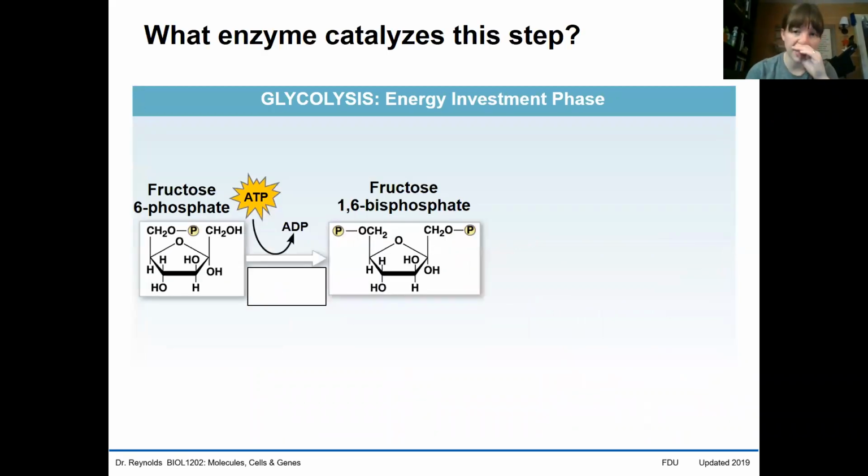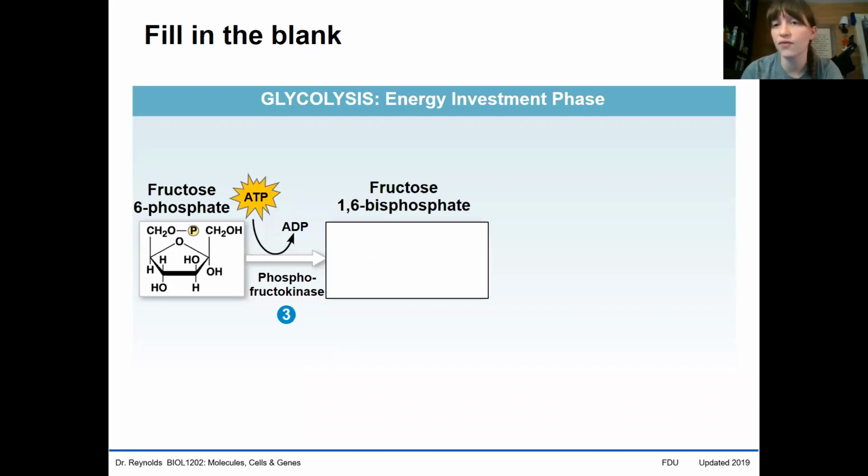So what enzyme catalyzes the step shown here? Well, we still have ATP and ADP. So that already tells me that I'm suspecting my enzyme name is going to include the word kinase. In glycolysis, which has already been identified for you, there's only one name of a kinase that you need to know, and that's phosphofructokinase.